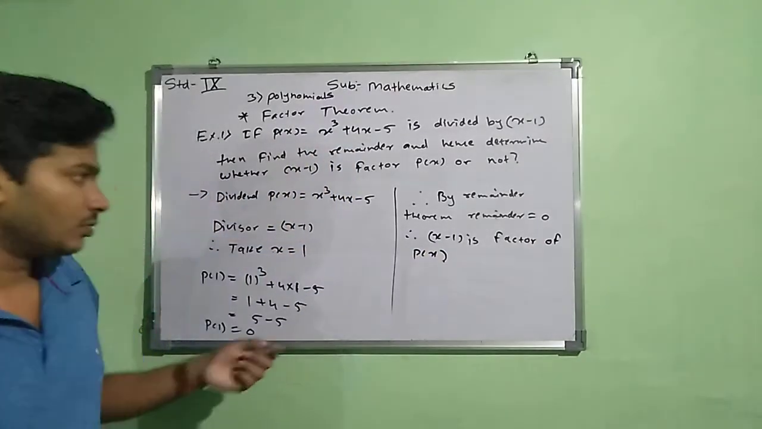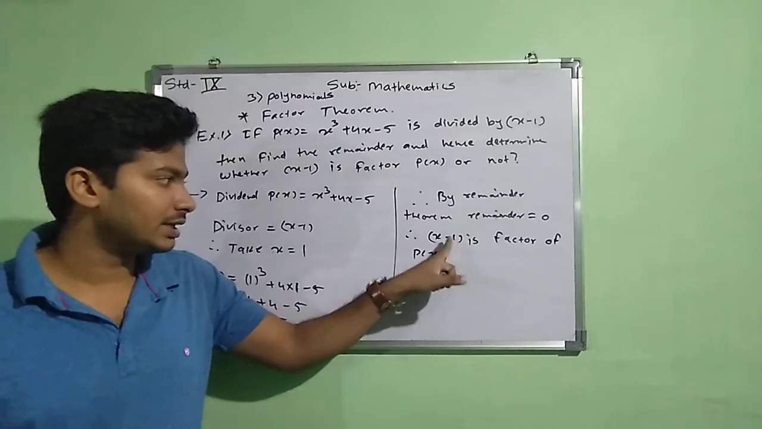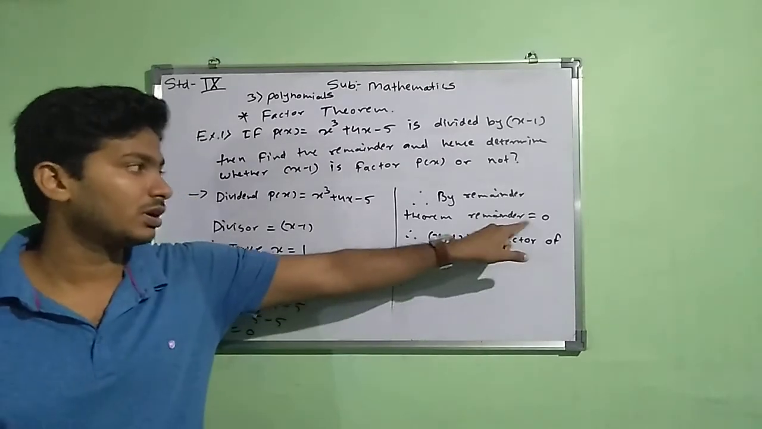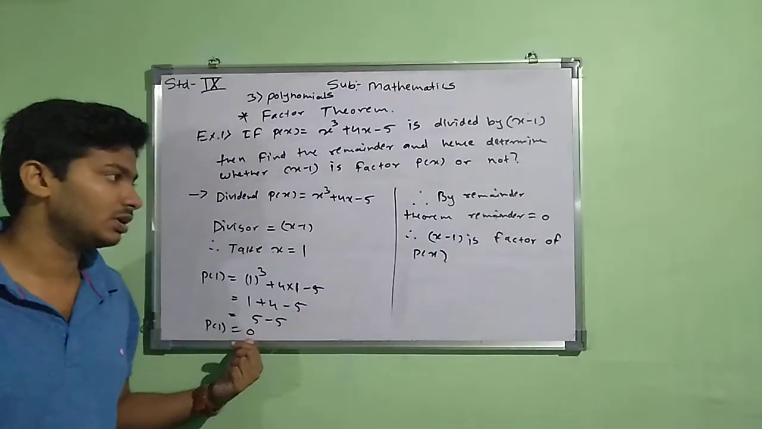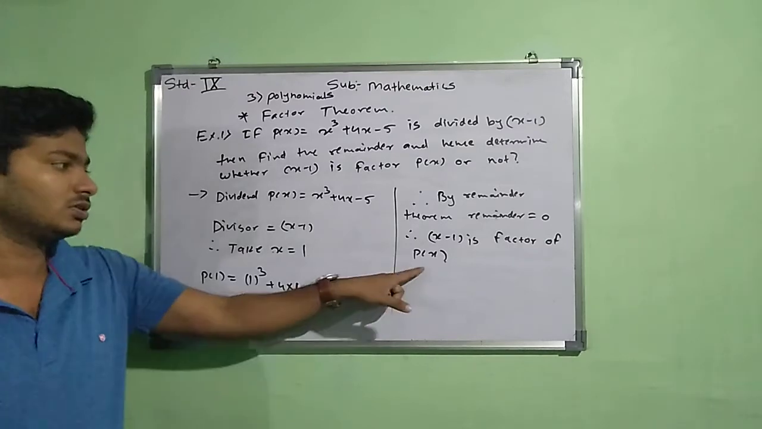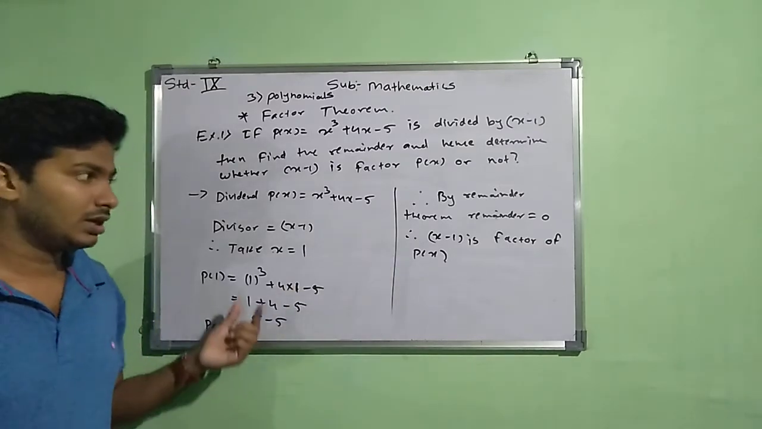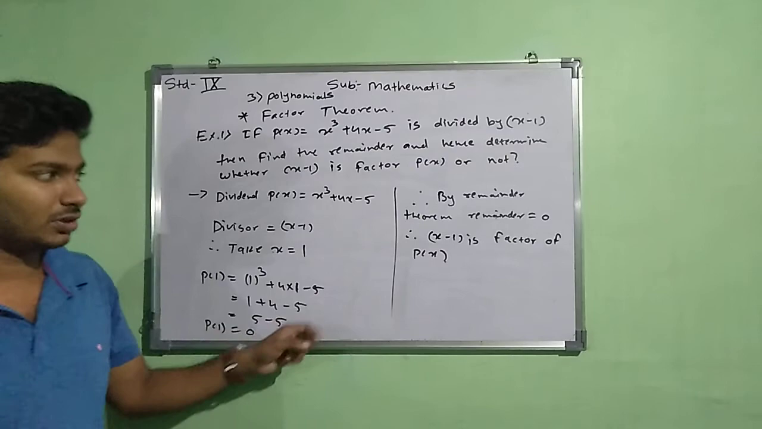Okay, why have we concluded that x minus 1 is a factor? Because we got remainder as 0. So whenever we substitute any value and we get the remainder as 0, that means that divisor is a factor of that given polynomial.